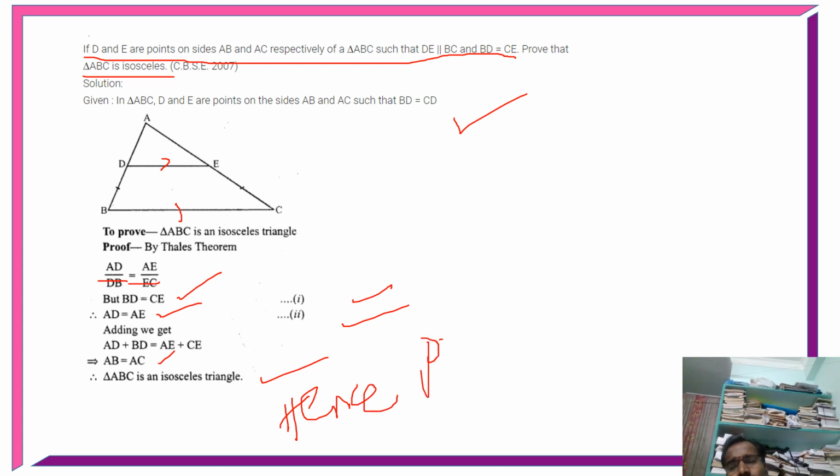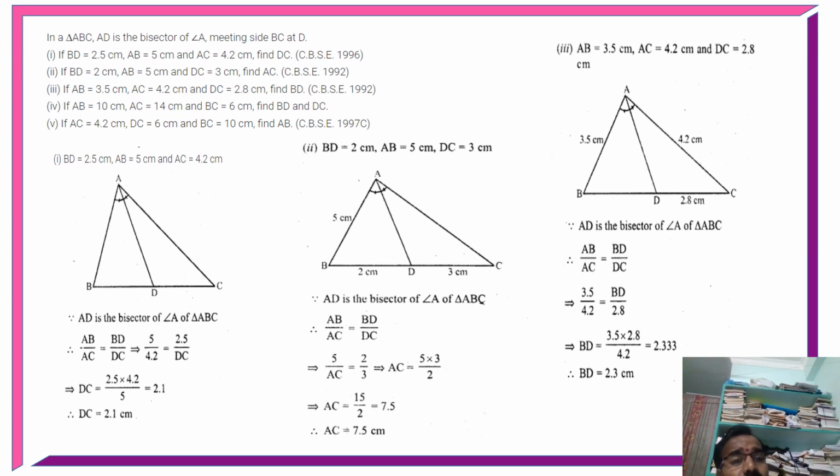So the format is: statement, given, RTP, figure, proof. If construction is there, write construction. Here there is no construction. In some cases construction is not required. Let us go with the next slide, students. In the next slide, three different problems are given.